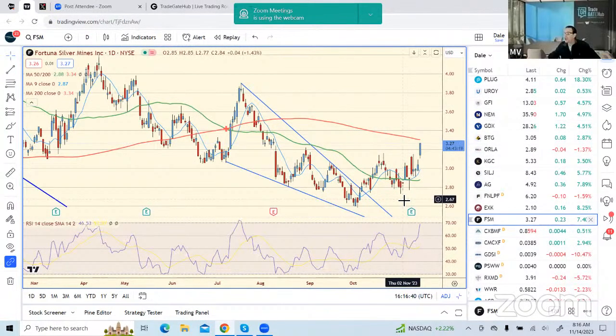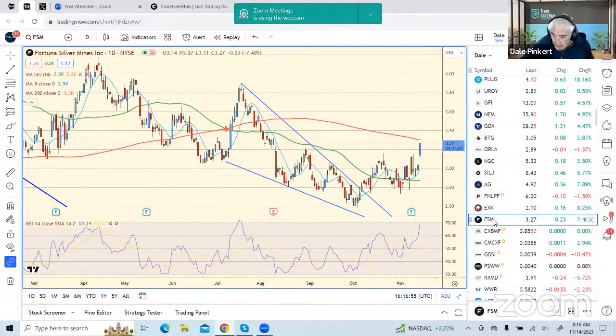What I liked about Fortuna is that it wasn't making new lows while the other ones were. And it was taking some option flow. We mentioned this last week when it was the segue into the MUX trade. It was taking option flow. I wish I would have known about that. I probably missed it in the room, so I didn't know that they were going into Fortuna.